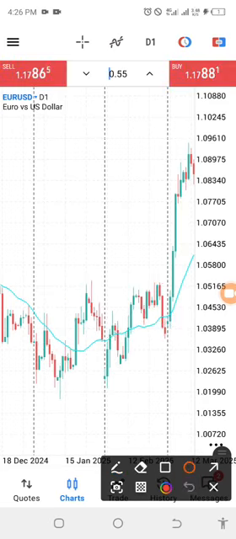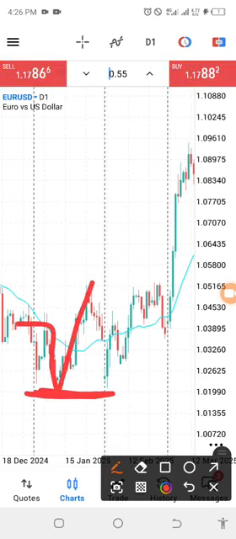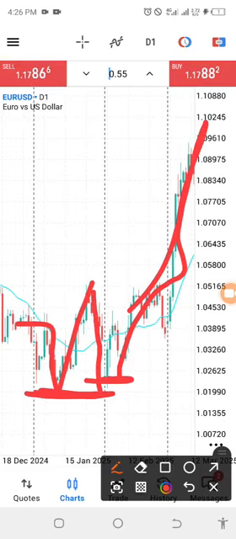Okay. For instance, this area here is a support zone. So price came back here and went up. Someone that patiently waited for price to come back here would have entered the buy and made all these profits. So that's exactly how to trade support and resistance zones.